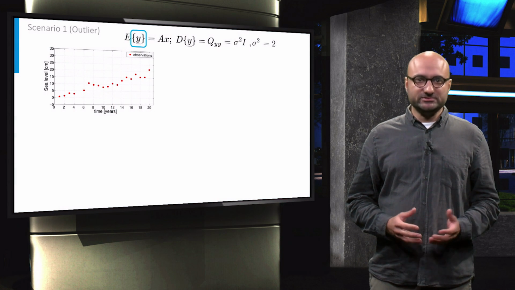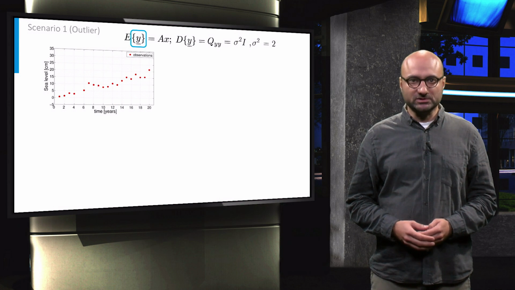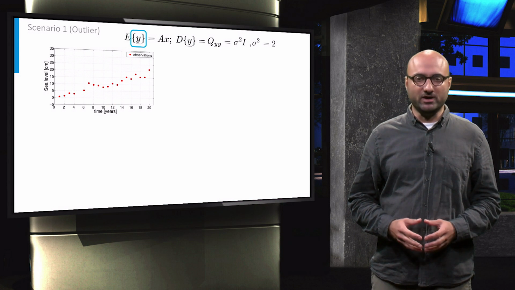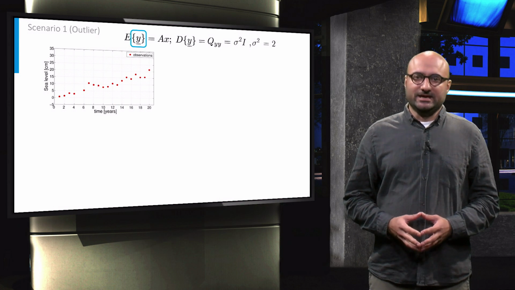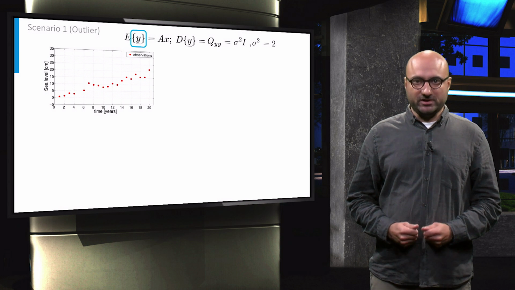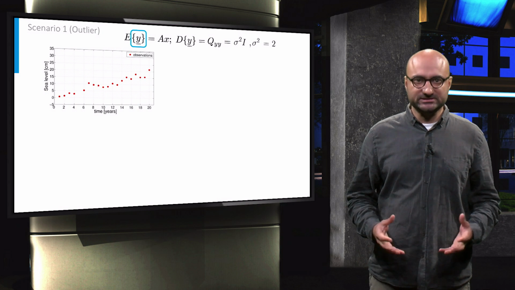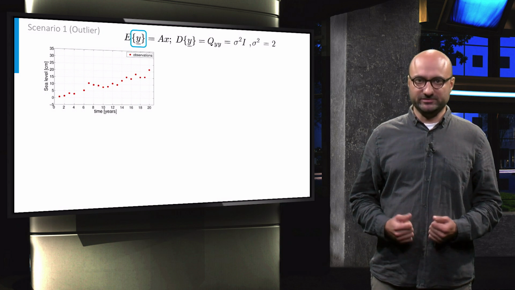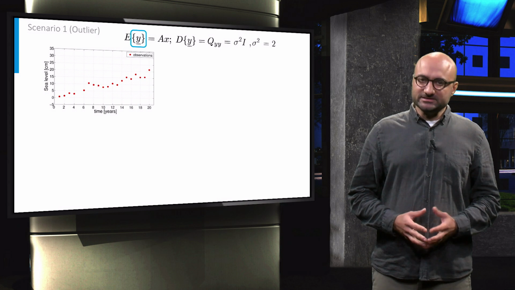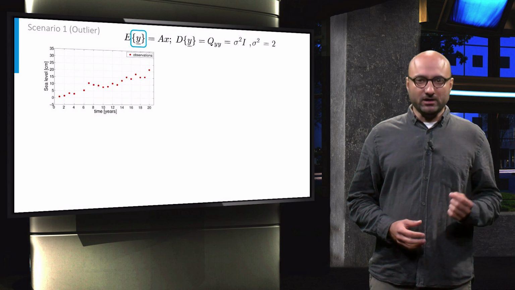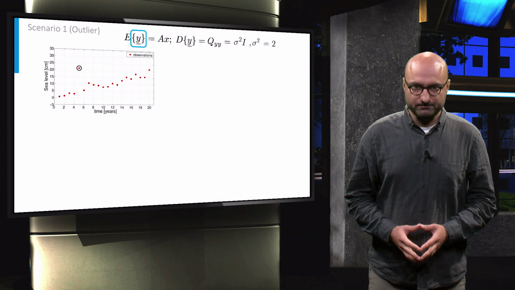Assume we have a time series of observations. The functional model can be written as expectation of y equals ax, and the uncertainty in the observations is described by the Q matrix with uncorrelated and equal variance observations with the variance of 2 cm squared. In the first example, let's assume we have an outlier in the observation vector.